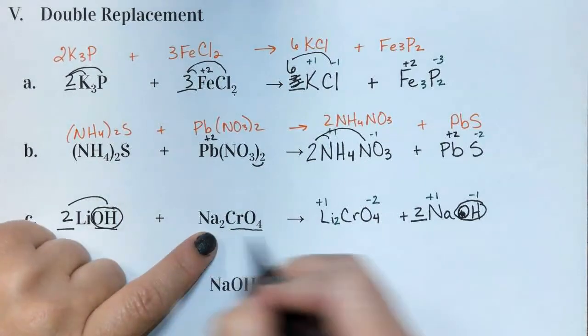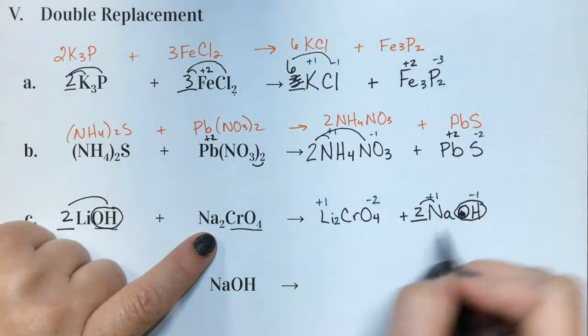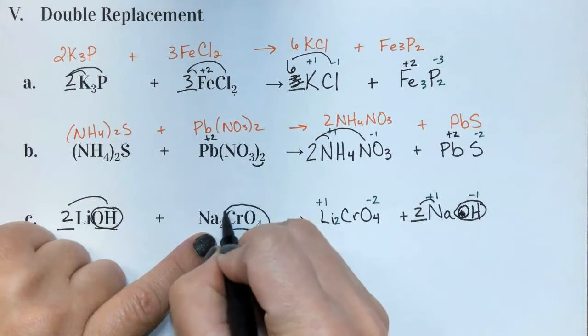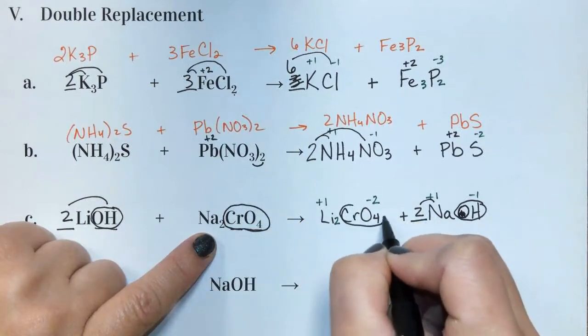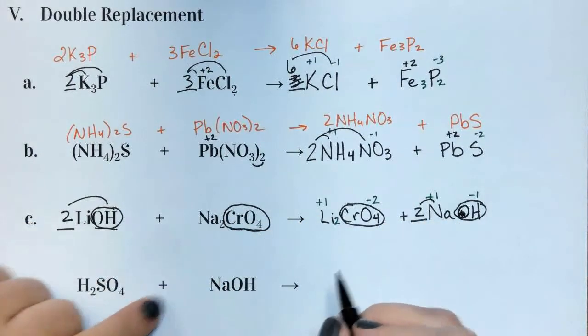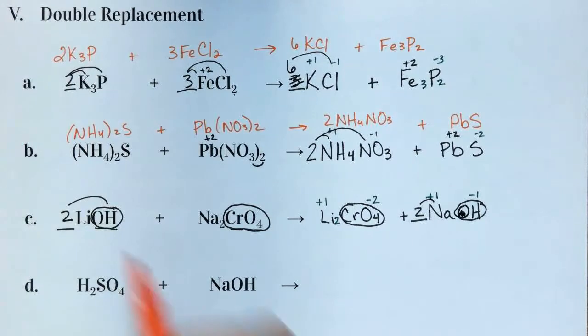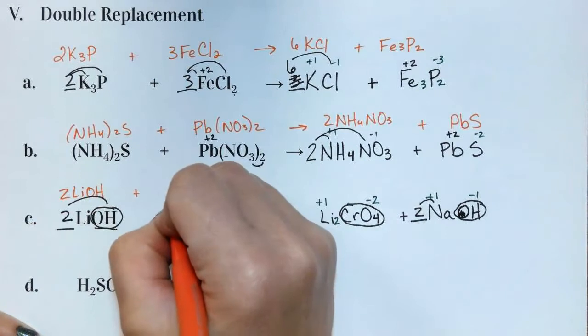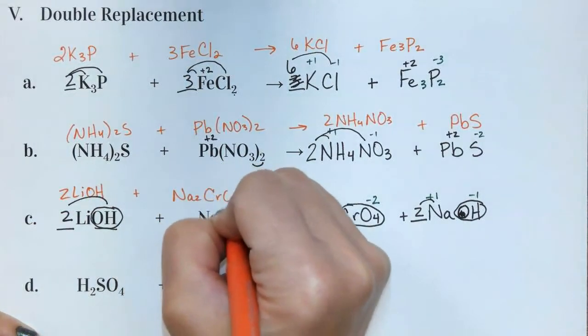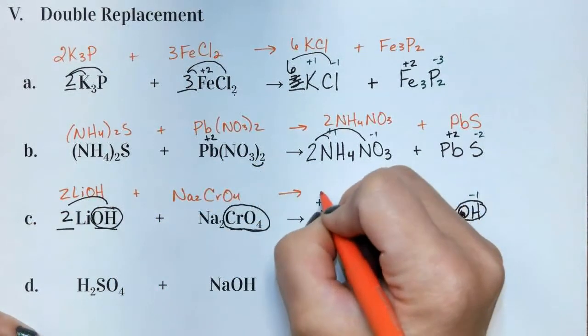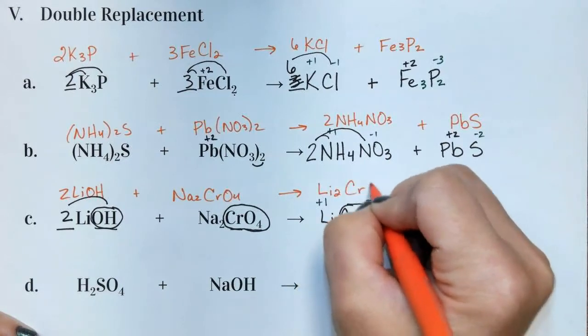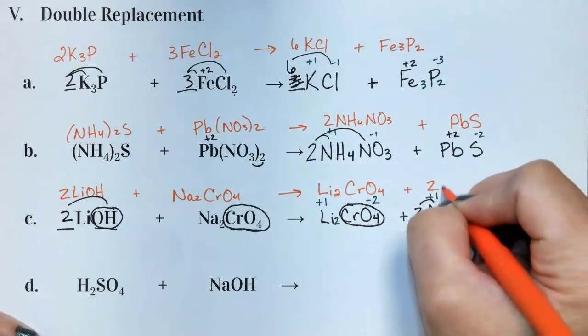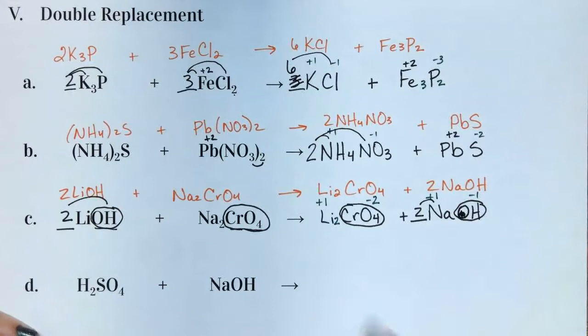Here we have 2 sodiums. This gives us 2 sodiums. And we have 1 chromate on the left, 1 chromate on the right. And so now this is balanced. The final answer is going to be 2 lithium hydroxides plus 1 sodium chromate is going to react to form 1 lithium chromate and 2 sodium hydroxides.